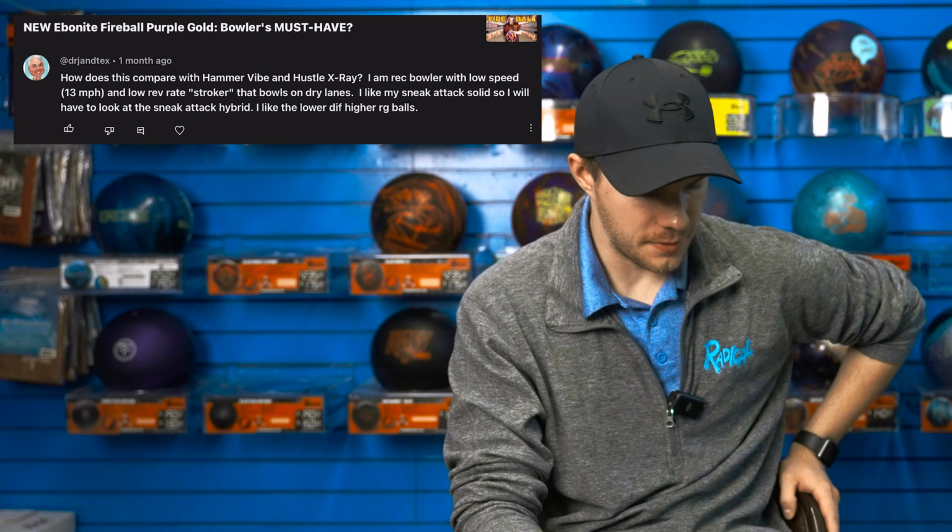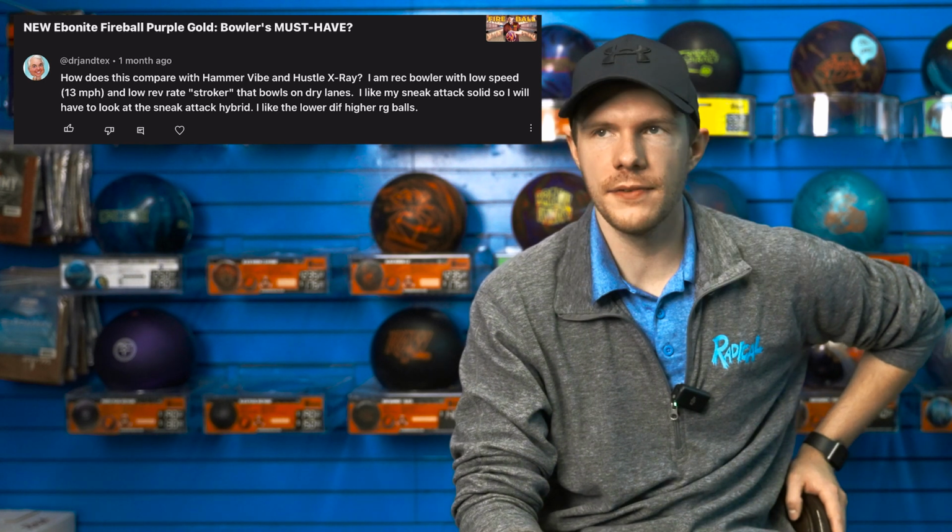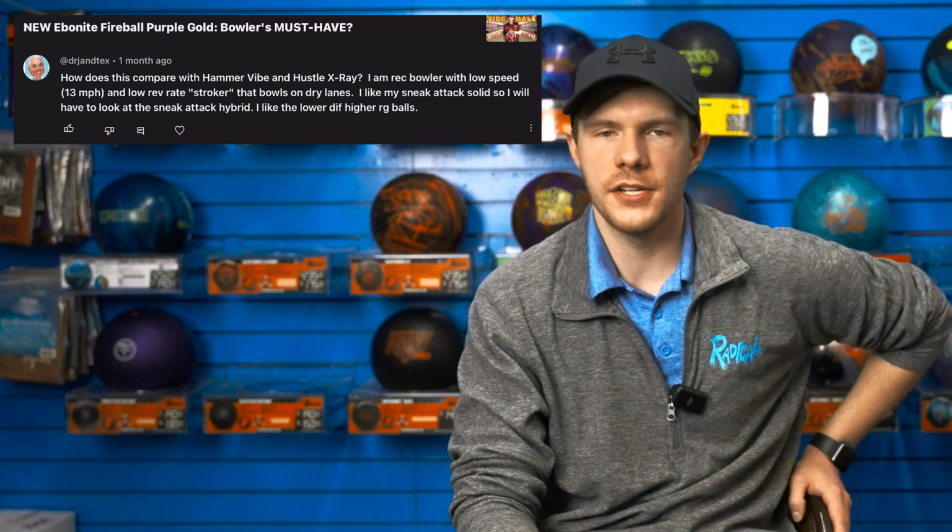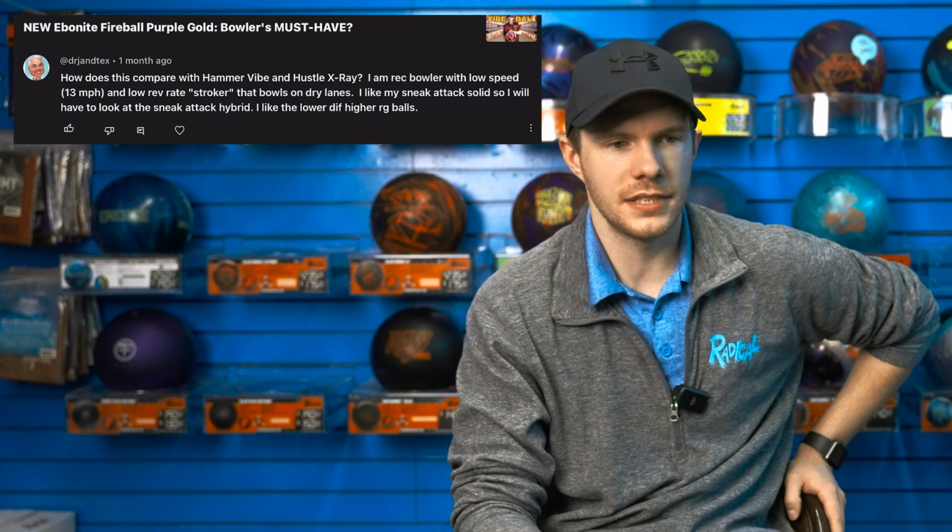How does the Hammer Vibe and the X-Ray compare to each other? The Hammer Vibe and the X-Ray are just above entry-level bowling balls. These are bowling balls that even pros throw. It's a lot of entry-level balls like the Raws here. You probably won't see many pros throwing them. These are definitely going to be balls that are in typical professional arsenals.